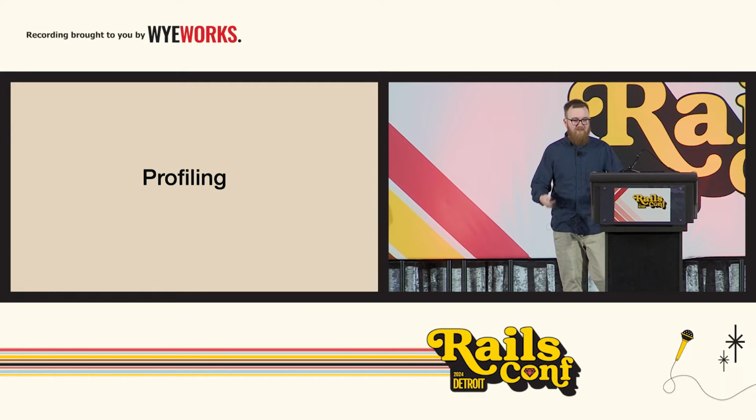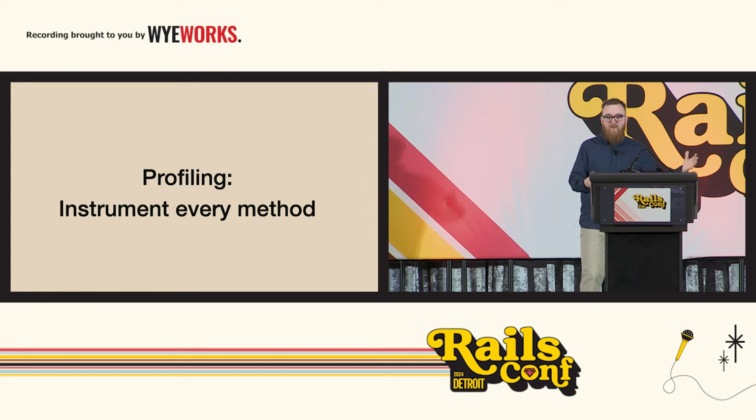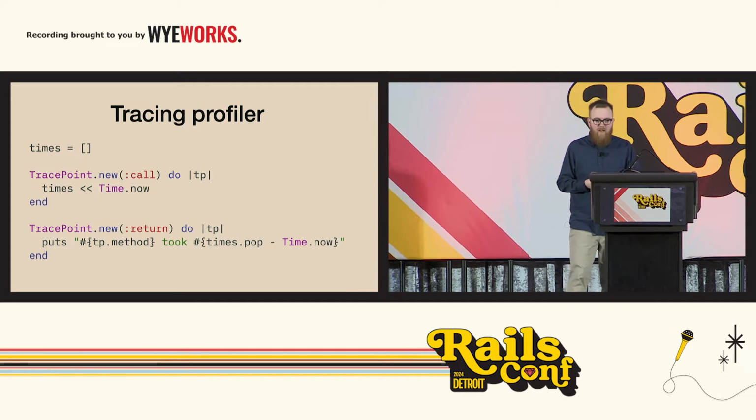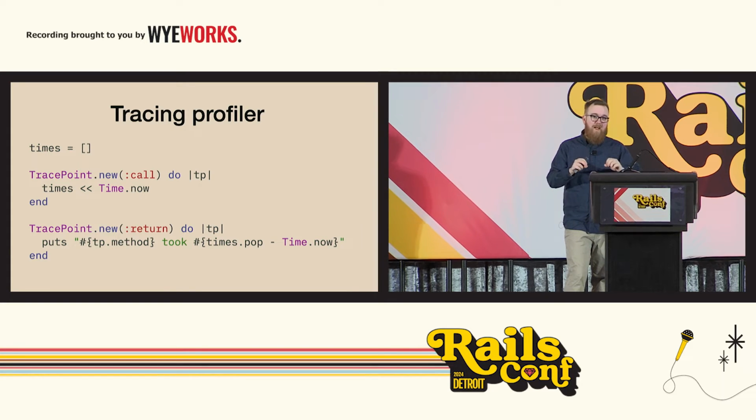So profiling solves that. And the simplest way you might think of to do it would be to just instrument every single method that's ever called in your system. And that's a technique that does totally work for profiling. It's called a tracing profiler. You could use an API like Ruby's TracePoint to get a callback every time you enter a method call, and then have another callback at the return. And then we can just take the difference in times again.